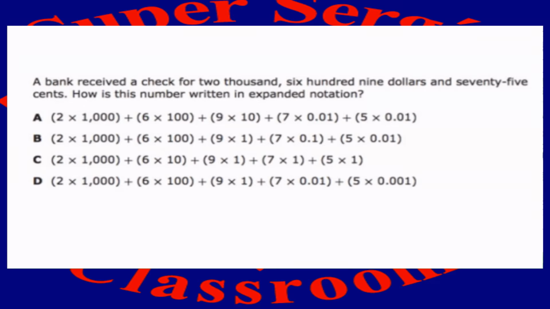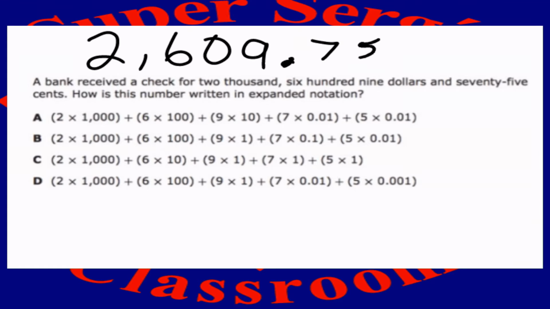So let's go ahead and read the problem. A bank received a check for $2,609.75. How is this number written in expanded notation? So before I get started, let me just write it out in standard form, right? So we have $2,609, and remember when we hear the word and, that's the decimal, and 75 cents, right? So when we do expanded notation, we multiply the digit times the place value in parentheses. So let's go ahead and start that.